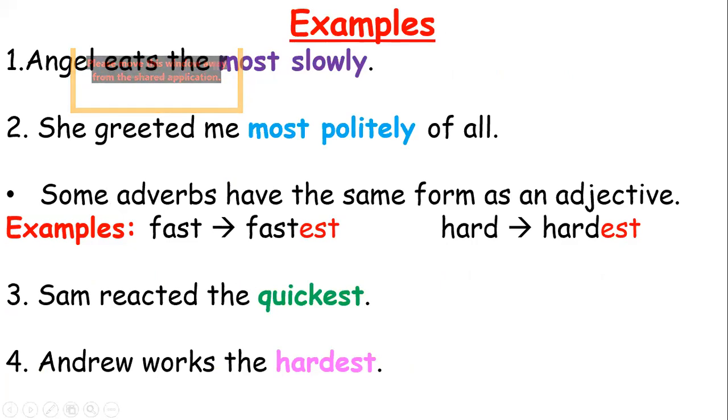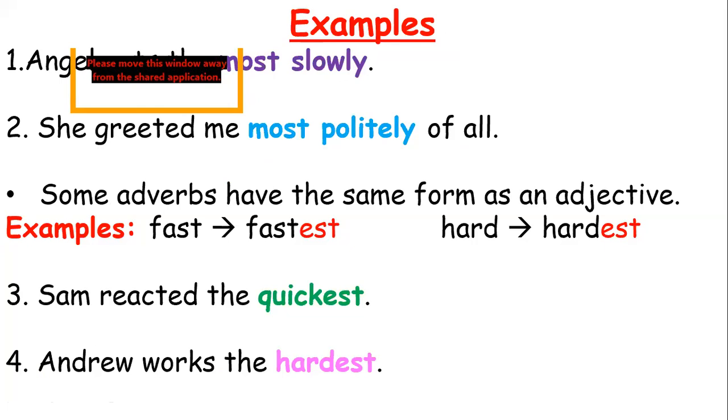Okay? Examples. Angel eats the most slowly. Angel here is a name, not the angel from the sky. Angel eats the most slowly. Slowly here ends with ly, so we used most. She greeted me most politely of all.